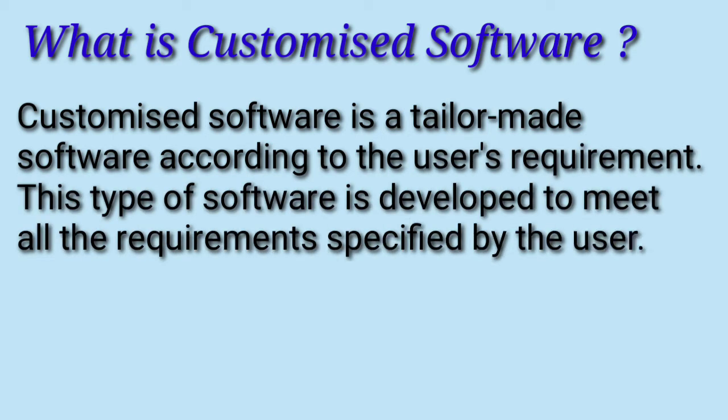You can understand it like this: a tailor stitches your clothes according to your measurement. So tailor-made software is also made according to the user's requirements. These kinds of software are developed to meet all the requirements specified by the user. Suppose I am a user, a human being who is going to use that software. I am going to give my needs and requirements to make that software, and that particular software will be developed according to my requirements, according to the requirements of my company or organization.